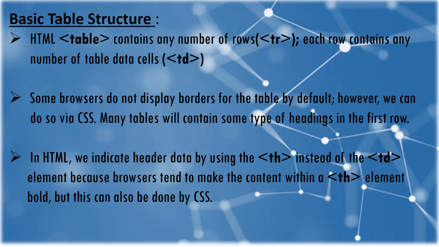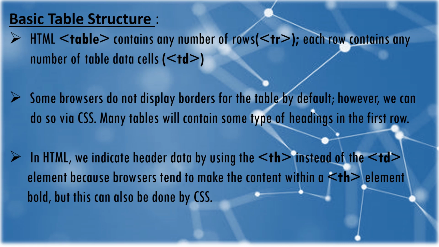Basic table structure. An HTML table contains any number of rows. The tag is represented as TR. Each row contains any number of table data cells. The tag is represented as TD. Some browsers do not display borders for the table by default. However, we can do so via CSS.